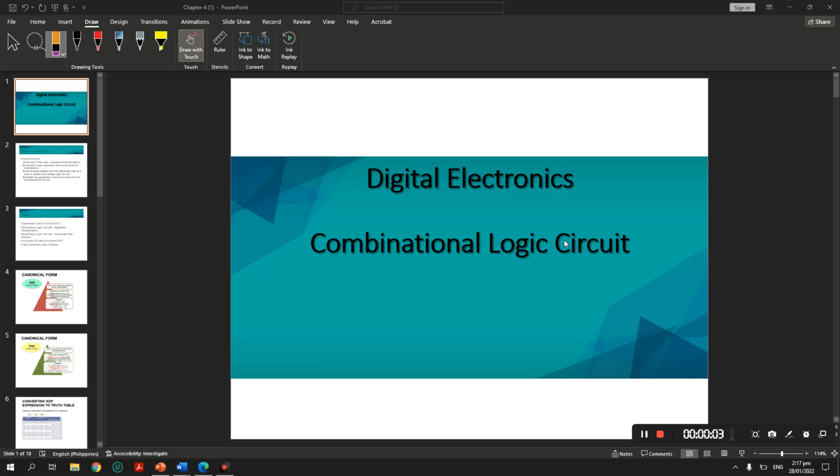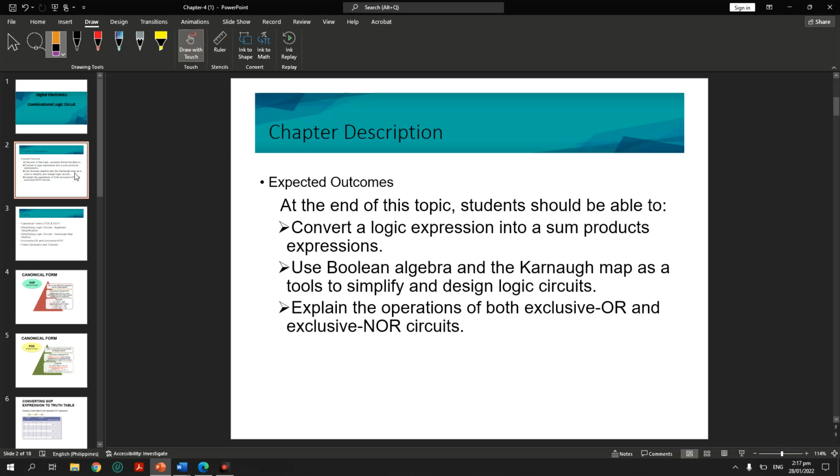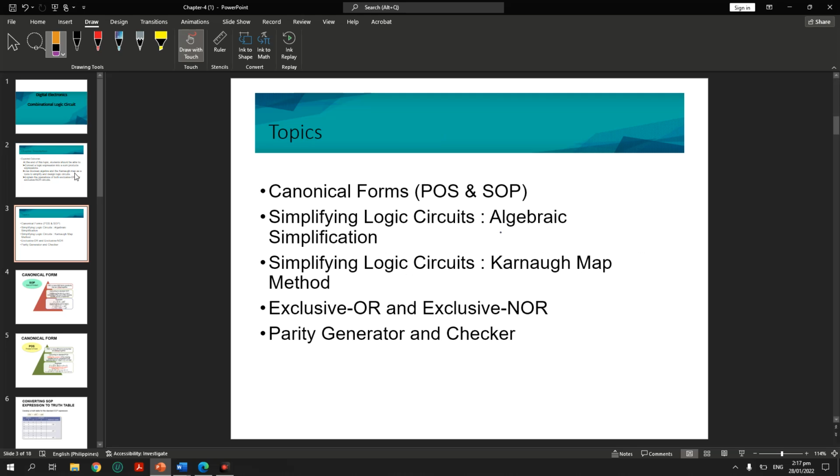Our topic for today is on combinational logic circuits. On this topic, we are expected to be able to convert a logical expression into a sum of products, use Boolean algebra and the Karnaugh map as a tool to simplify and design logic circuits, and explain the operation of both the exclusive OR and the exclusive NOR circuits.